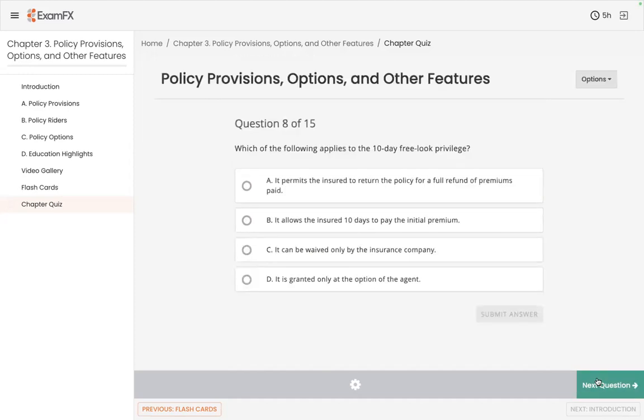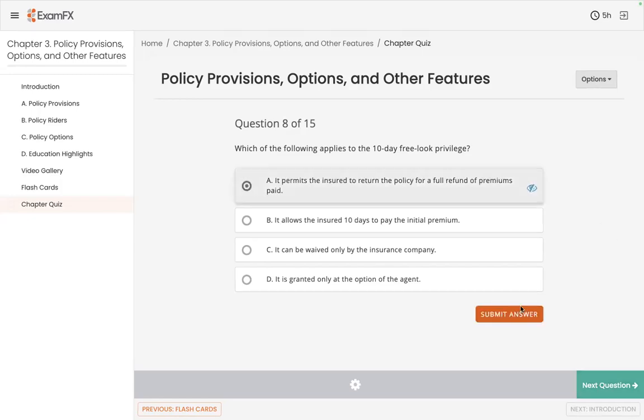Which of the following applies to the 10-day free look privilege? Is that after the fact? Okay, premature return of the policy for refund of premium paid. It allows the insured 10 days to pay the initial premium. It can be waived only by the insurer if granted the option to the agent.